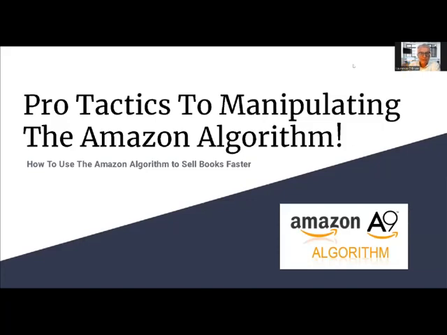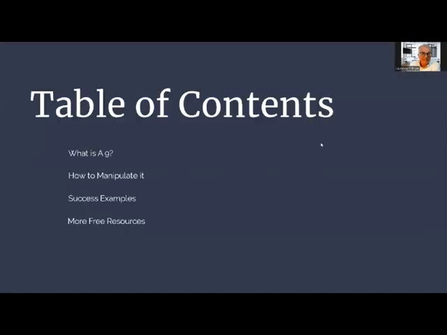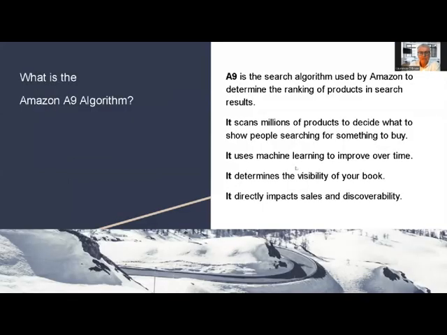Welcome to our fast track presentation on pro tactics to manipulating the Amazon algorithm. This is about how to use the Amazon algorithm to sell books. And here we go. What's going to be in it? What is the A9 algorithm? What does it mean? How to manipulate it, examples of success, and more free resources.